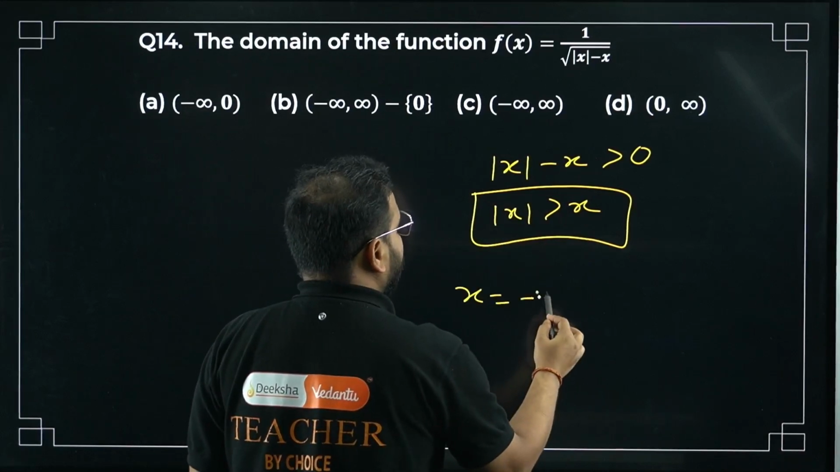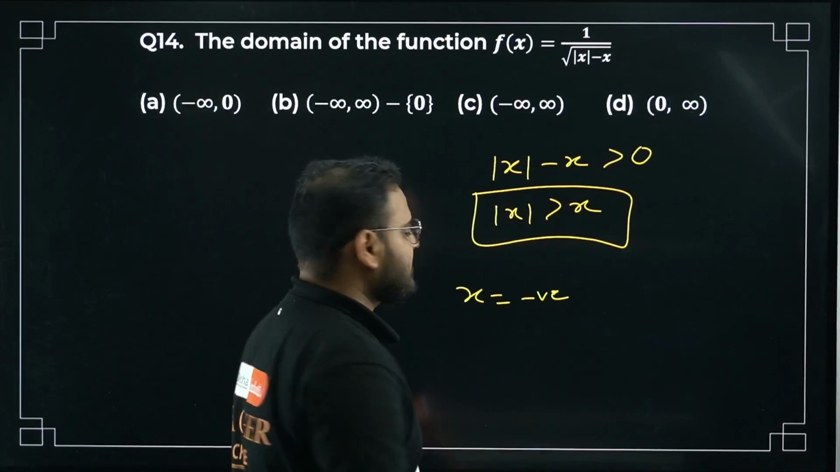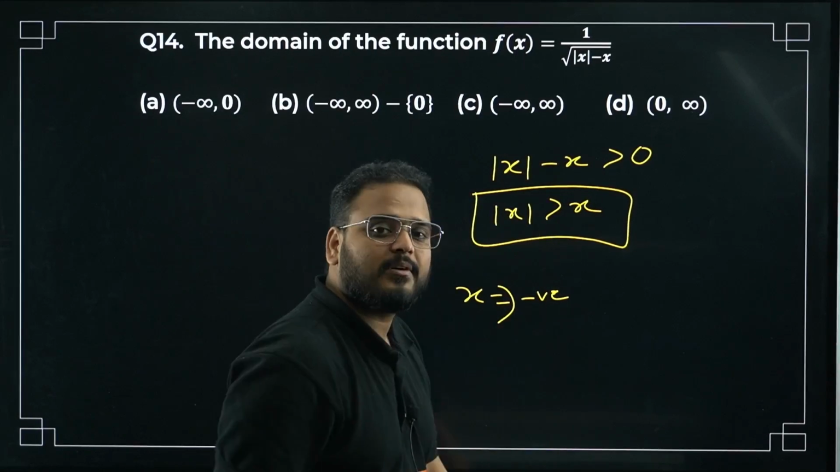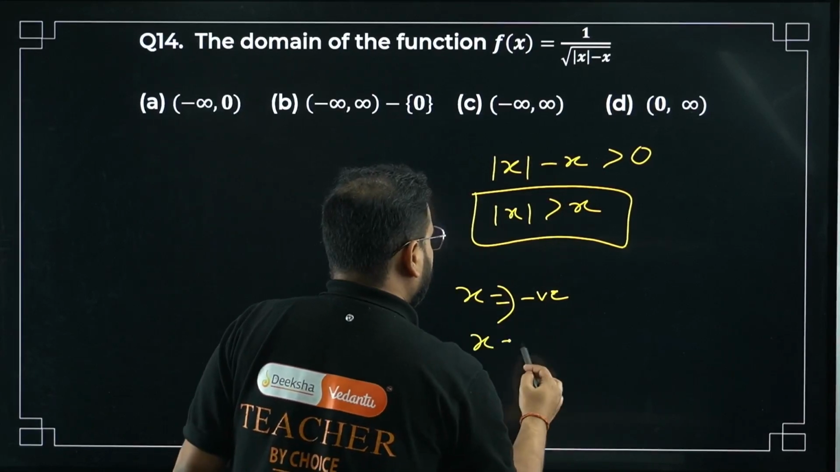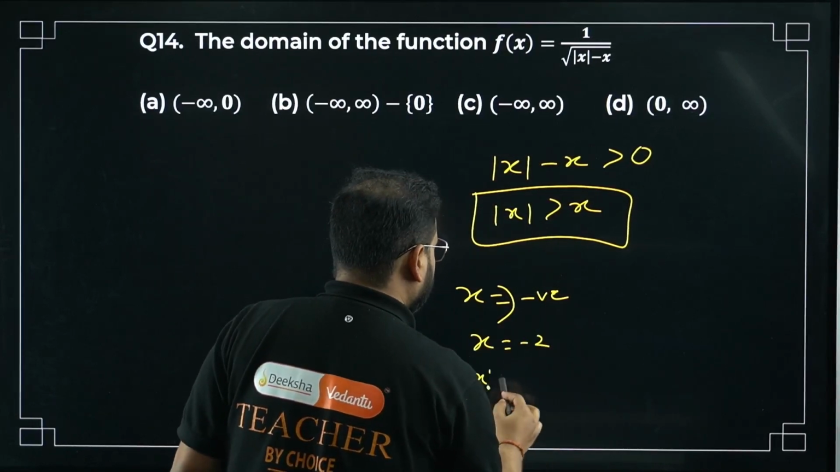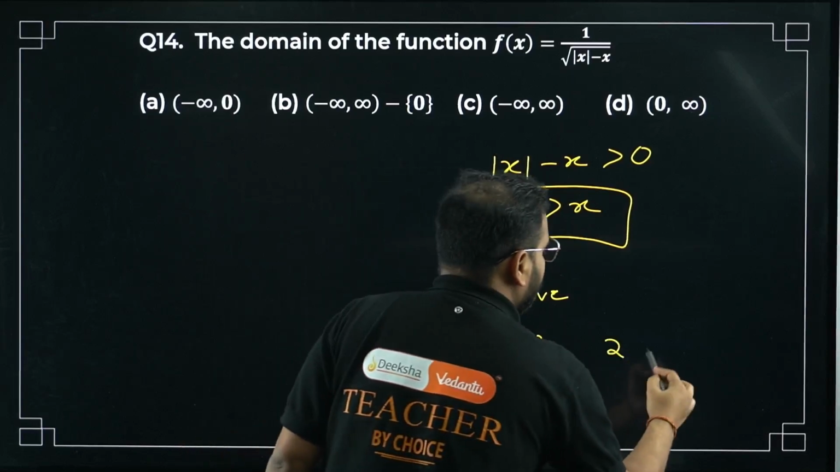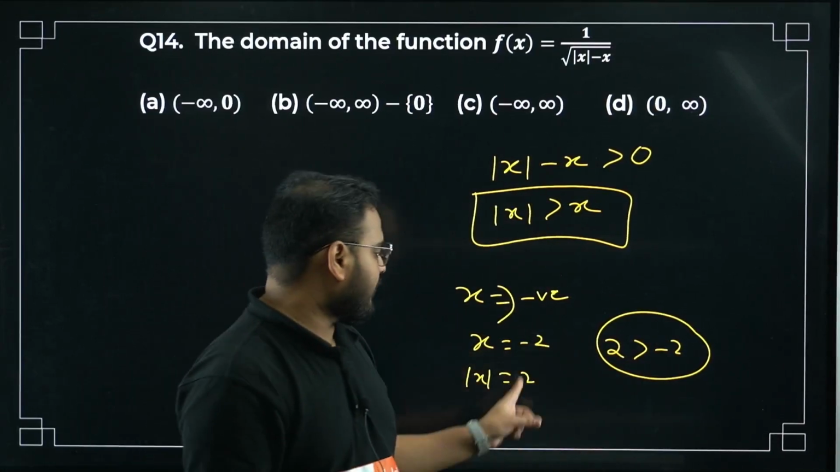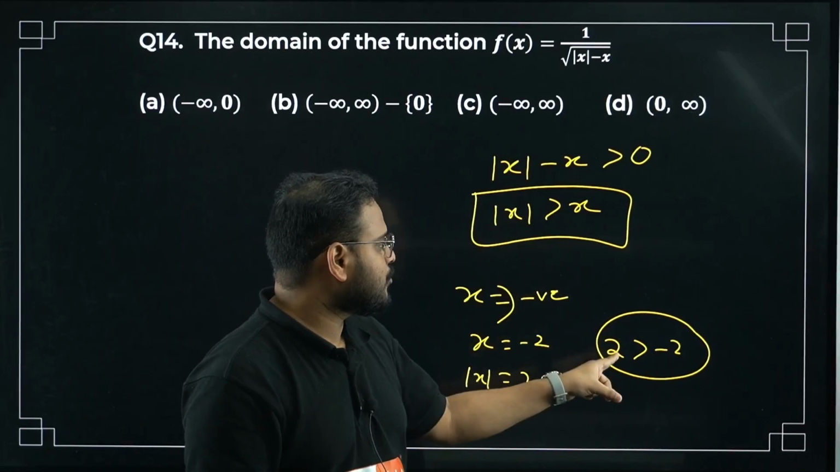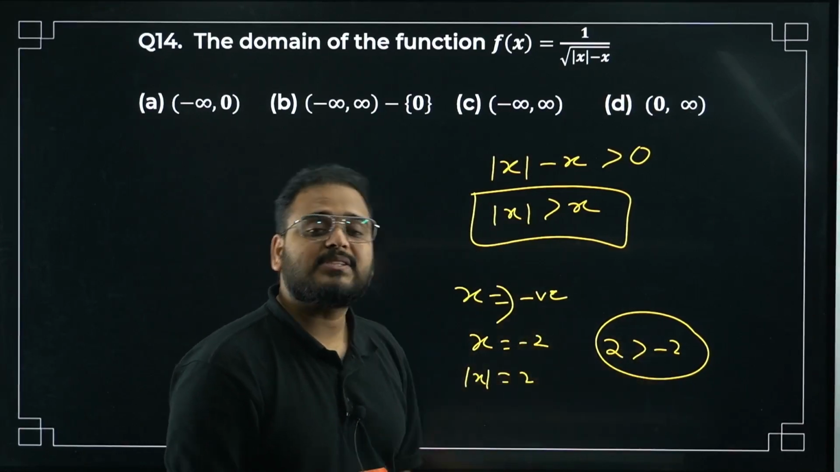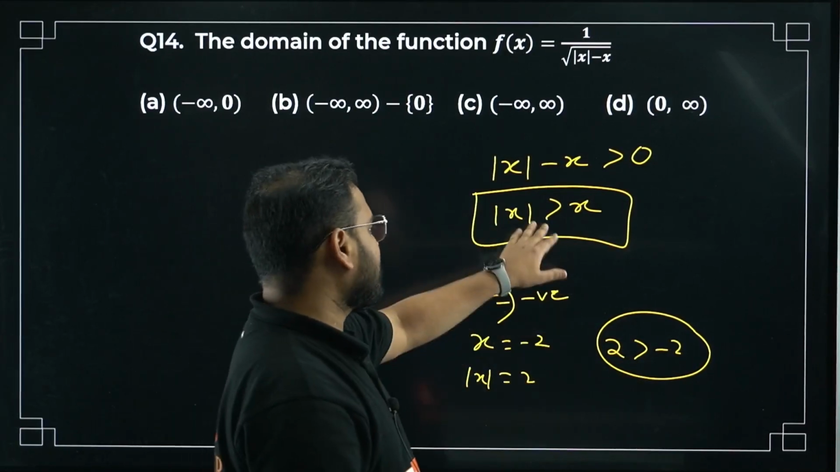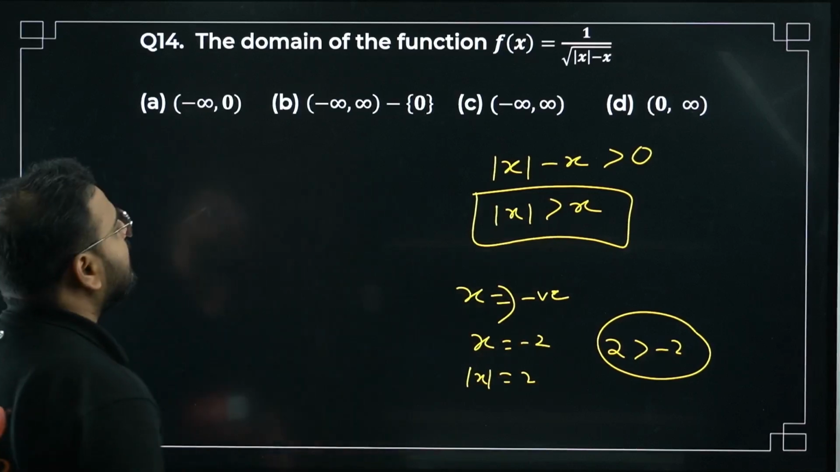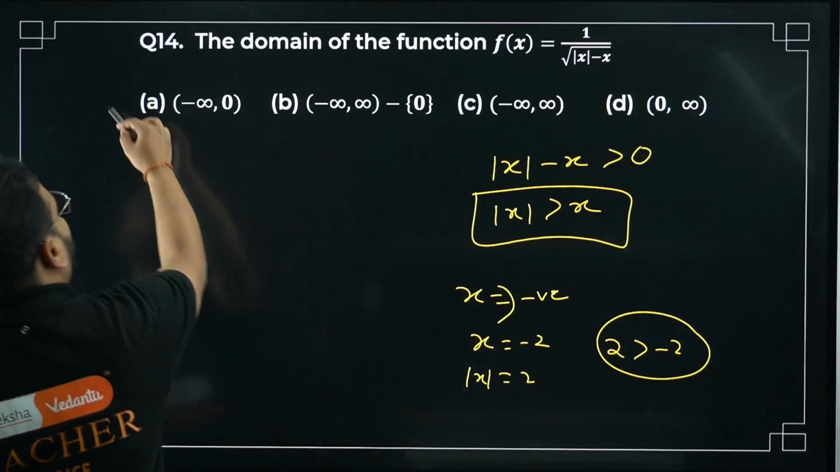When x is a negative number, what will happen? Mod x will be positive. Think about it. Take x as minus 2. What is mod x, bacha? Is 2. Isn't 2 actually greater than minus 2? Mod of minus 2 is going to be plus 2. So plus 2 greater than minus 2. That's correct. Means for all negative numbers, what will happen? This condition is true. So what is my negative number, bacha? From here to here? Option A, right?